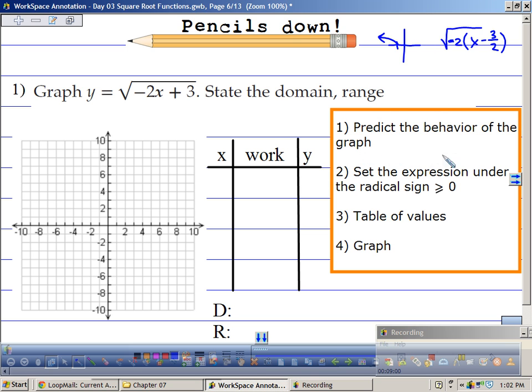All right, so set the expression under the radical sign greater than or equal to 0. So I'm going to take -2x plus 3. Clarissa, what are you looking down at? Nothing? Okay, you keep looking down.